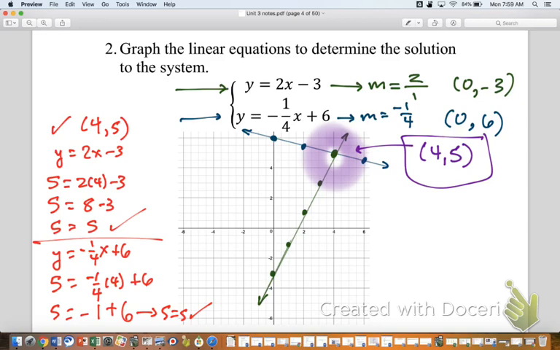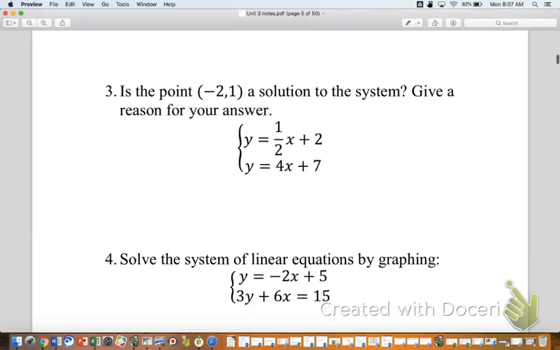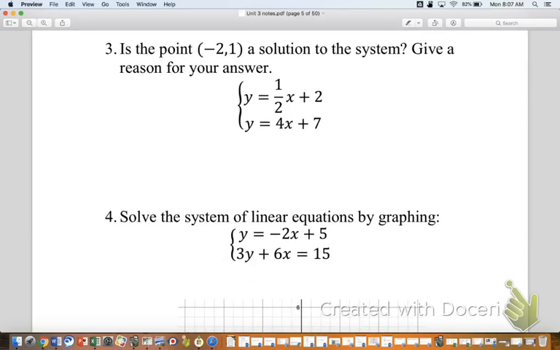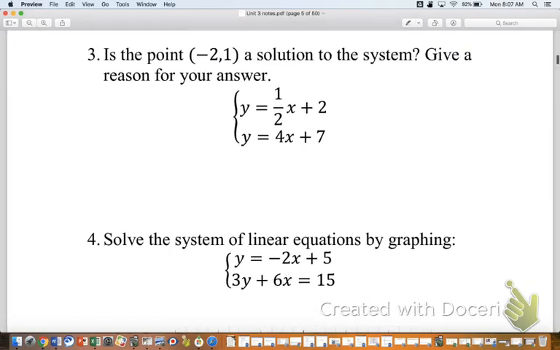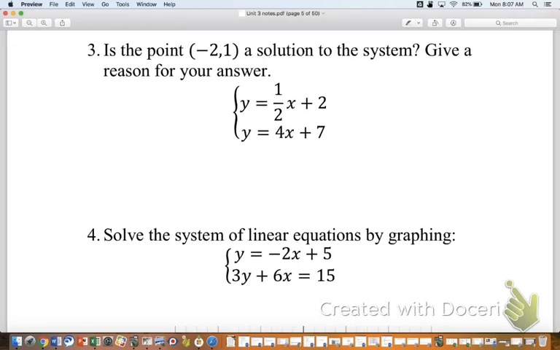All right, so with that in mind, would you guys please peek ahead to number 3? I want you guys to try number 3. Is that point a solution to the system? Give a reason or show some steps for your answer.